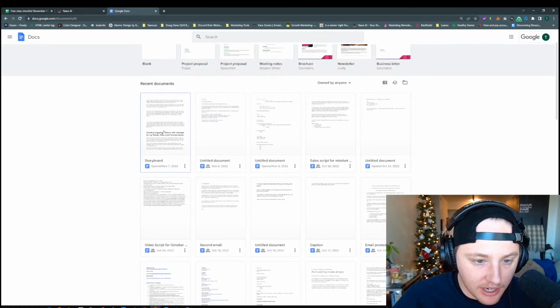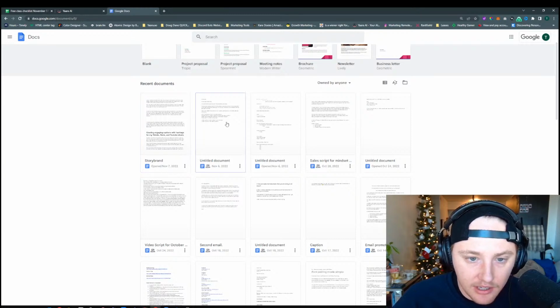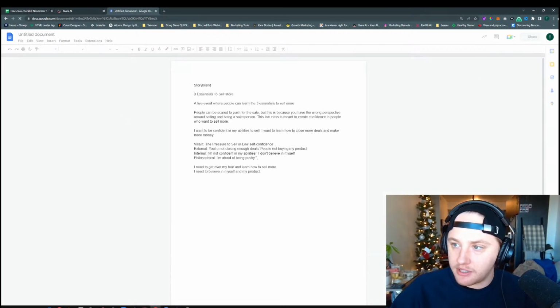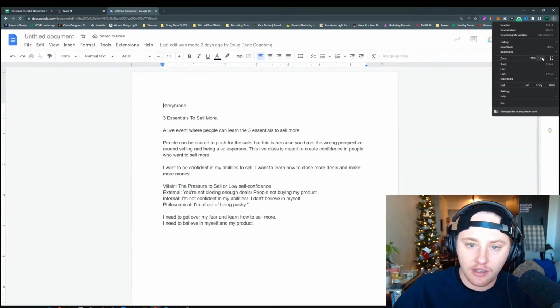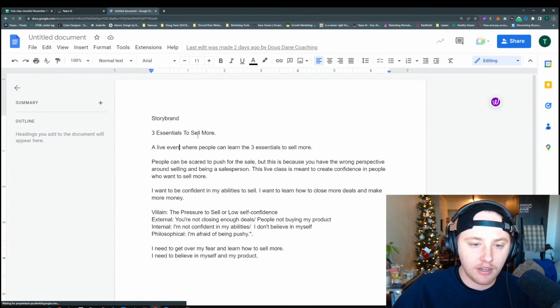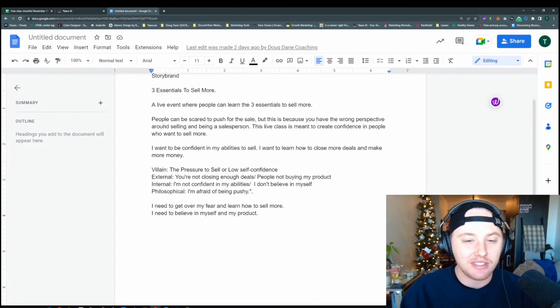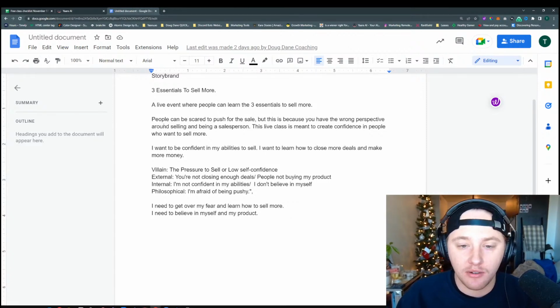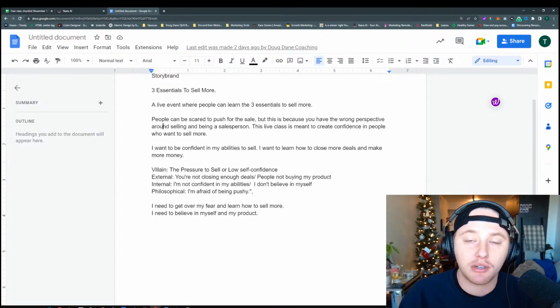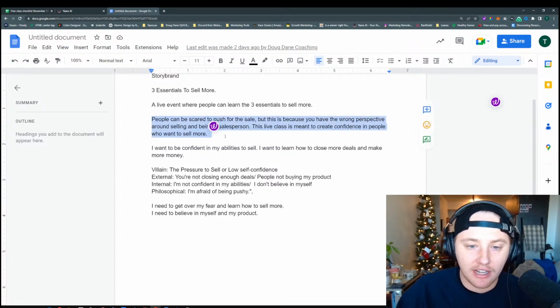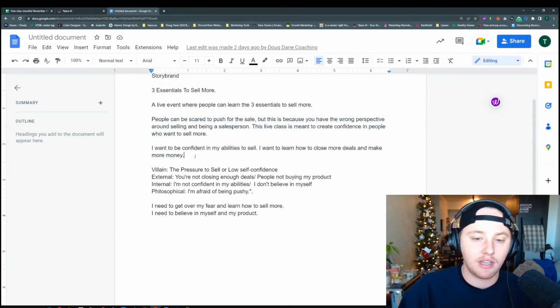So that is right in. I think this is not it. This is the start of it. I'm just going to zoom in so you guys can see a little bit easier. The event is called 3 Essentials to Sell More, a live event where people can learn the 3 essentials to sell more. Very simple. Through Yara, we developed what people could be scared about and what they want. This is kind of like the business description, the event description. And out of that description, we got what they want. And Yara gave us this.